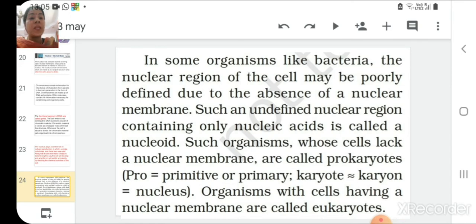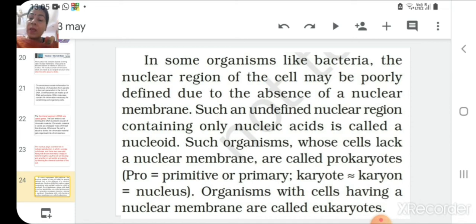Pro means primitive or primary. Karyote means carrying a nucleus. So that was the primitive nucleus which was not organized. Prokaryote organisms were the primitive organisms in which the genetic material was not organized or packed in a nuclear membrane.